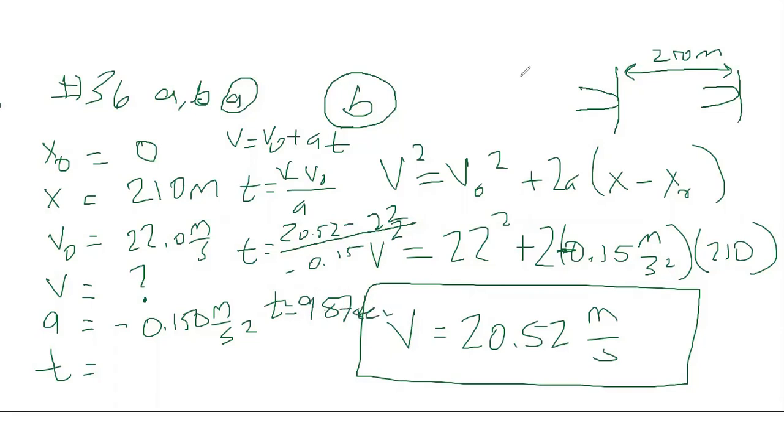For part A? It must be written differently in my book then. What's that? Part A is how long is the nose of the train in the station? Yeah, that's time. Oh, 210 is distance. I see it now. You got it? Yes. Thanks.